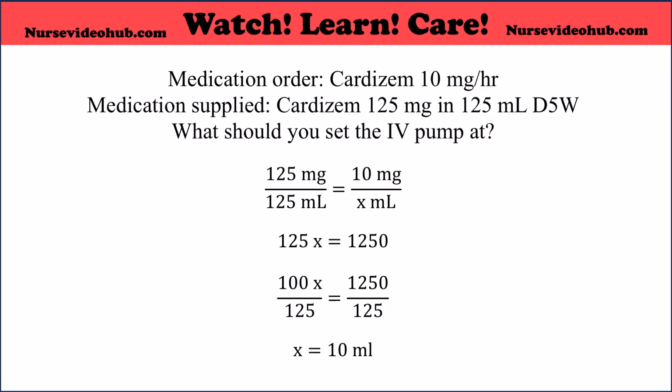Set up your proportion. The first ratio is the medication supplied, 125 milligrams per 125 milliliters. The second ratio is the desired dose, 10 milligrams per X milliliters. Solve for the number of milliliters by cross-multiplying 125 times X and 10 times 125. This results in 125X equals 1,250. Divide both sides by 125 to solve for X. X equals 10. Set the IV pump to 10 milliliters per hour of Cardizem.